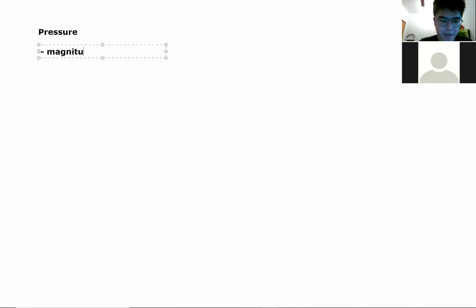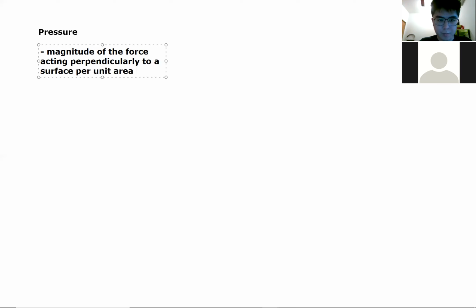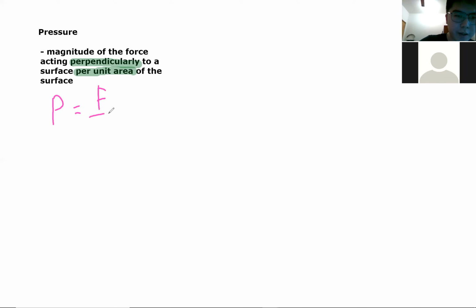It is defined as the magnitude of the force acting perpendicularly to a surface per unit area. This is the keyword: surface per unit area. If you take a look at the example, the formula of pressure is P equals F divided by A.